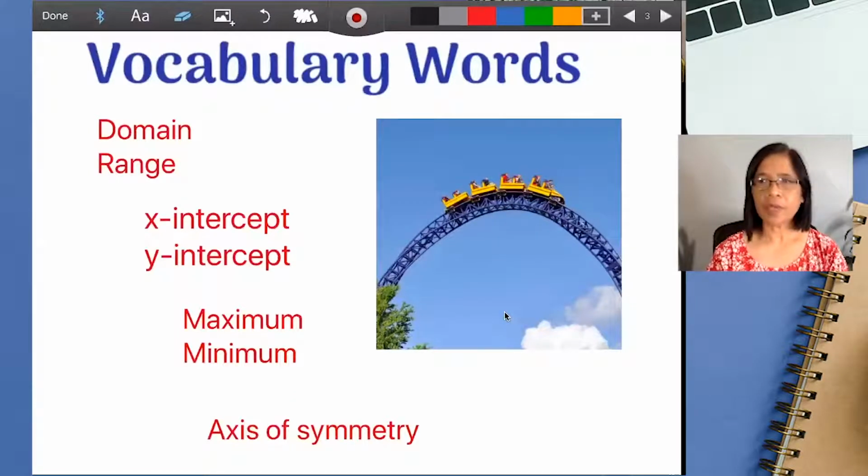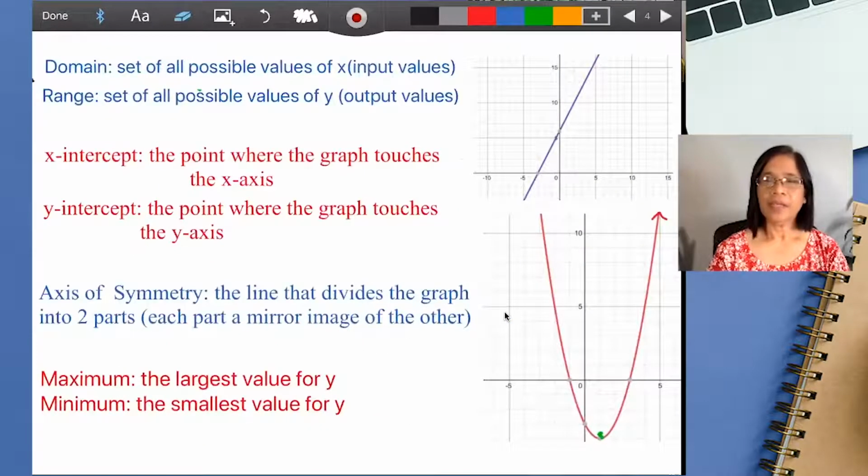Let's start with the vocabulary words. These words are the key features of functions. I want you to write this in your notebook and choose 3 words. Then describe in your own words or give your own definition. You can draw a picture or any representation that you can associate with the word. Okay, let's start with the first word, domain.